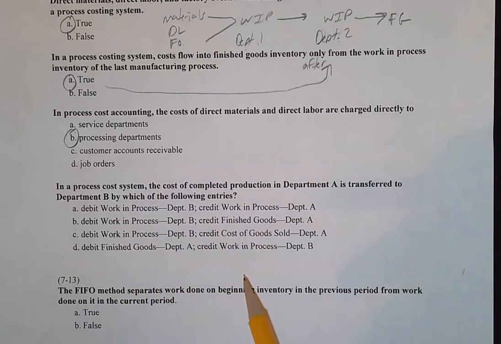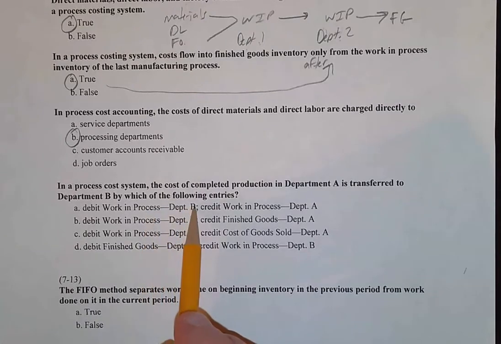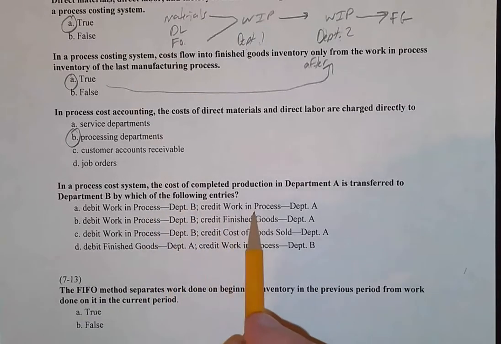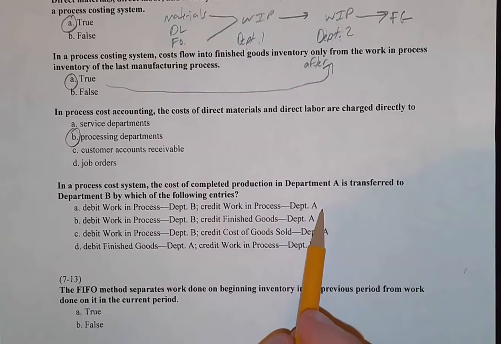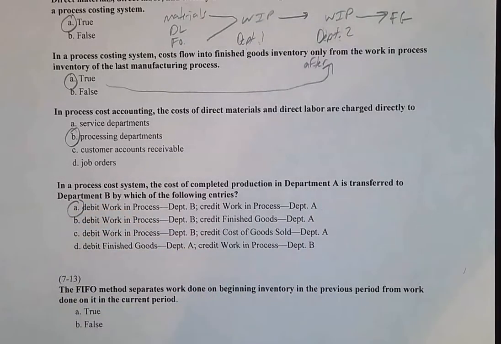So Department B asset value is going up. Debit work in process, which is an inventory account, an asset. So this looks good. And credit work in process, Department A. And this is going to end up being the correct answer. We don't even have to go any further. Do make sure that you understand why this is true. Okay, if you don't understand why it's true, me circling A is not going to help you one bit.